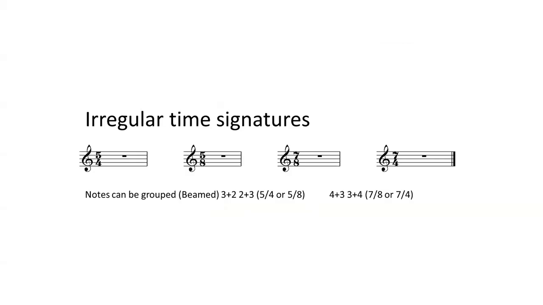In irregular time, it can be 5 crotchets in the bar. They wouldn't be grouped in the same way that compound is. It would just be 5 crotchets in a bar, 5 quavers in a bar, 7 quavers in a bar, 7 crotchets in a bar. Okay.